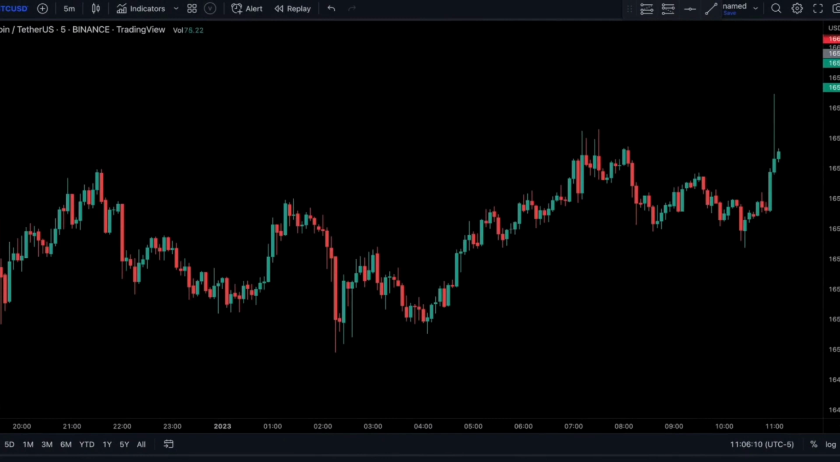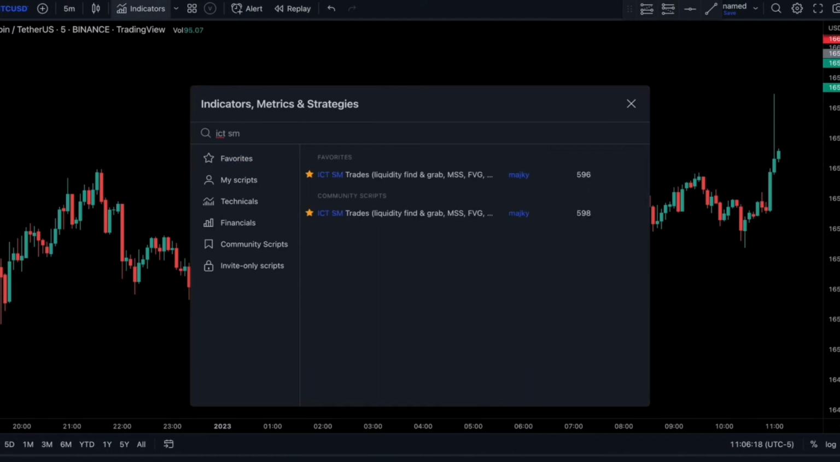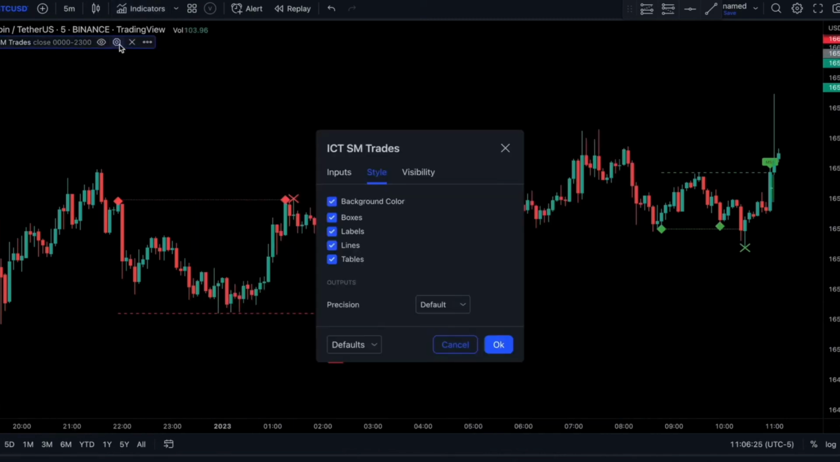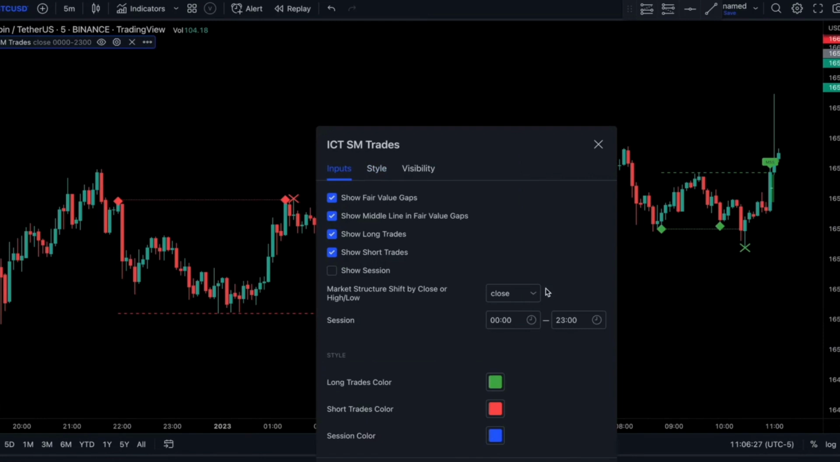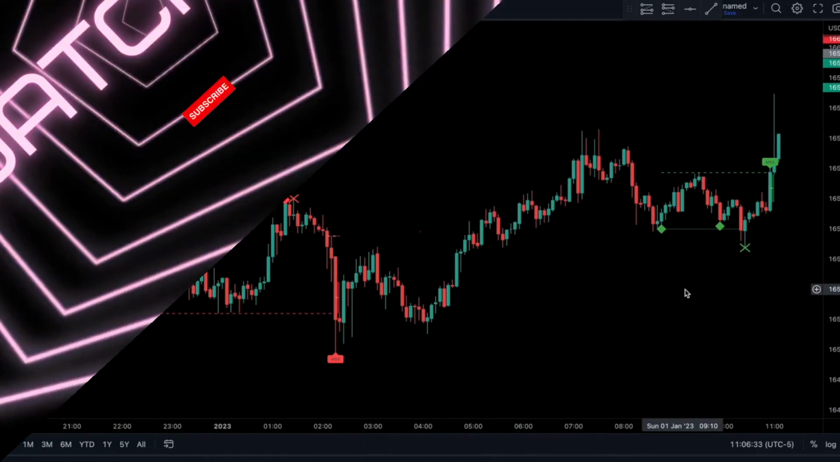Now let me show you how to install this amazing indicator. First step will be to log into the TradingView and open the charts. Then head over to the Indicators search tab and type in ICT-SM Trades. Select this indicator by Mickey. Make sure you keep the settings of this indicator on default. It works on all time frames and markets that have a high level of volume such as Forex, cryptocurrencies.